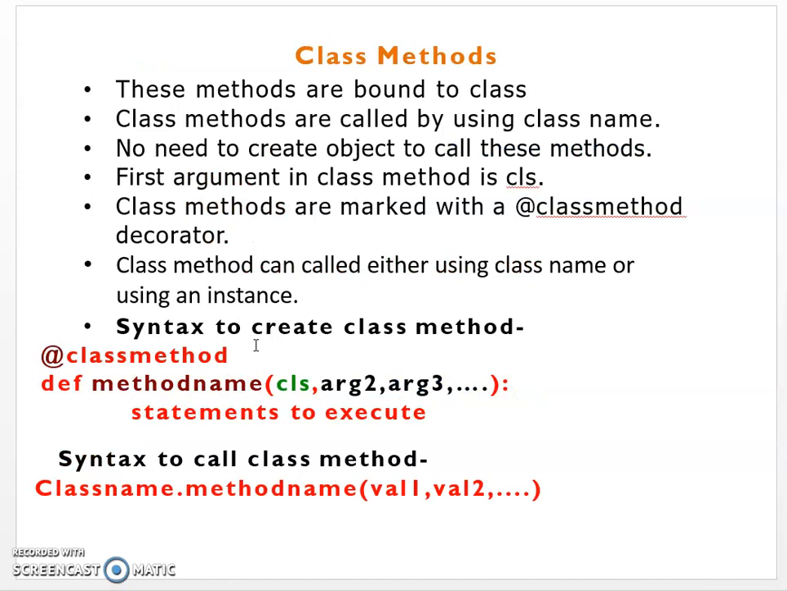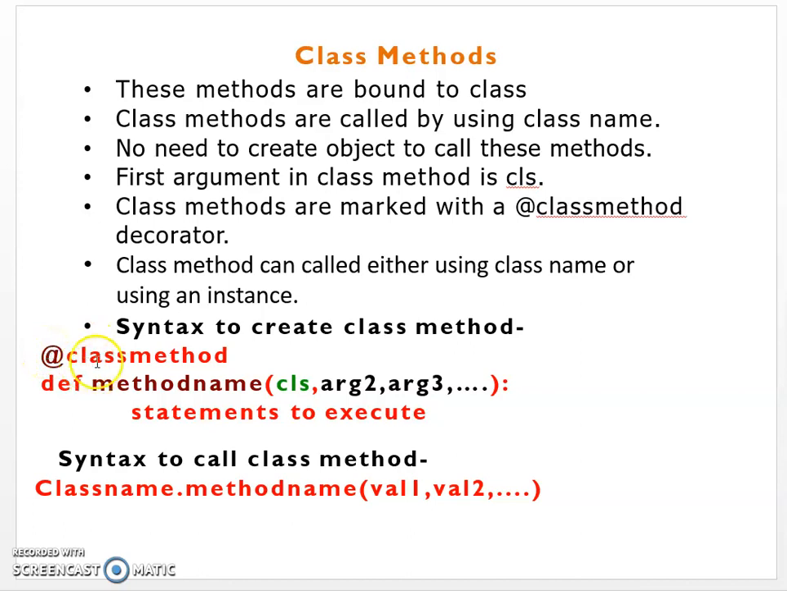Next method is class method. This class method contains cls as the first argument in its method definition. To write this class method, we first have to write the decorator, that is @classmethod. To call this class method, we can use either the class name or the instance name. Here I have shown the syntax of how to declare the class method.